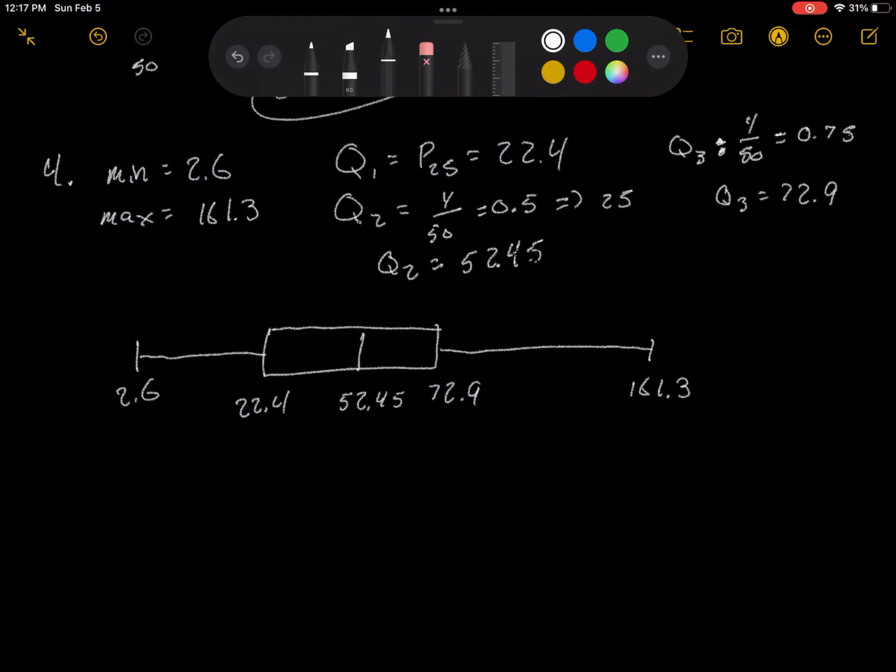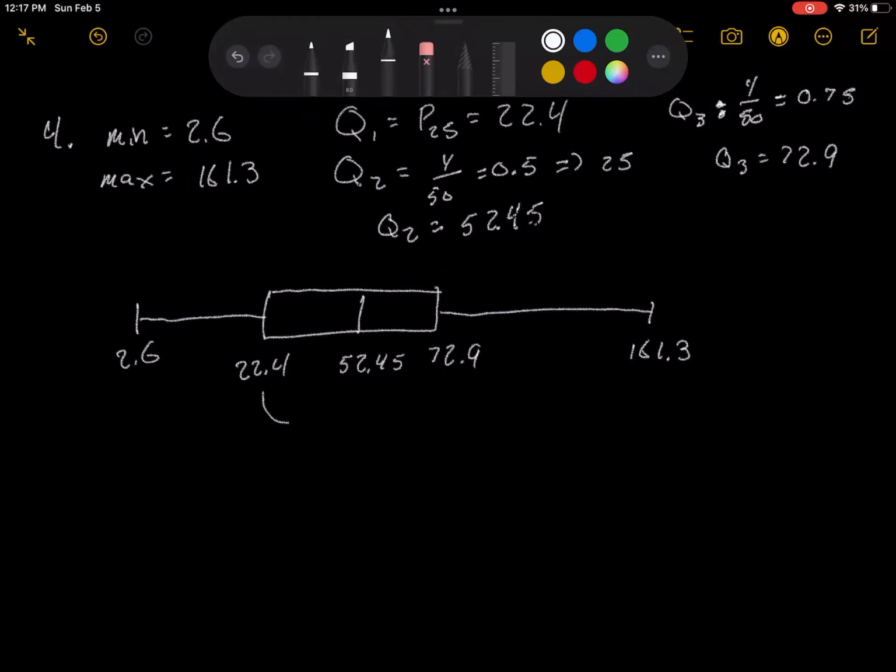If I wanted to create a modified box plot, I need to start thinking about outliers. What is significantly far away from my data? So the way that we do that is I first compute the interquartile range, or Q3 minus Q1. It's effectively the width of that box. The interquartile range here is 50.5.